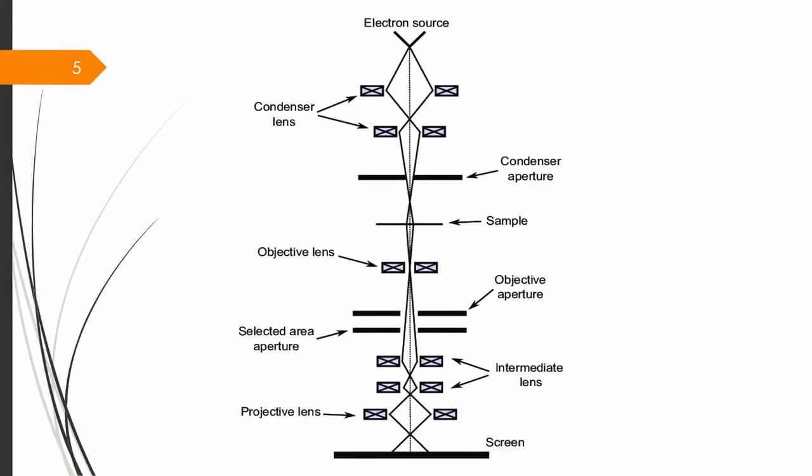This is a diagrammatic representation of transmission electron microscope. As we can see, there are various parts such as electron source or electron gun, the condenser lenses, condenser aperture, sample, objective lens, objective aperture, intermediate lens, projective lens, and the screen. All these parts will be explained in the working of transmission electron microscope.